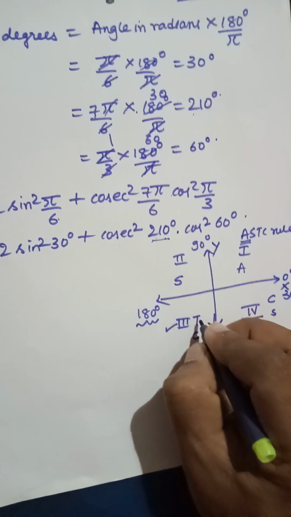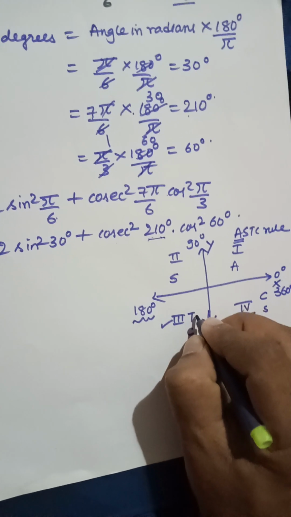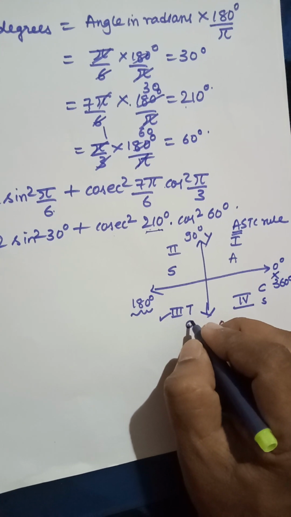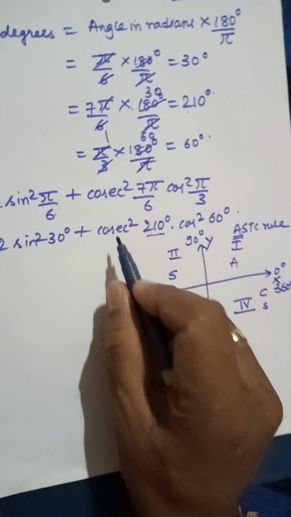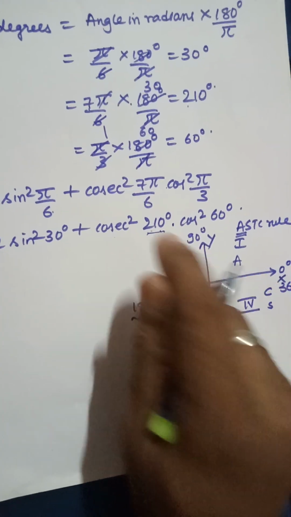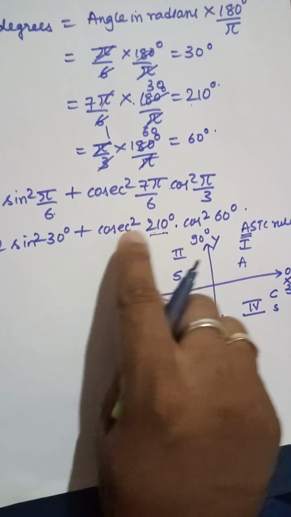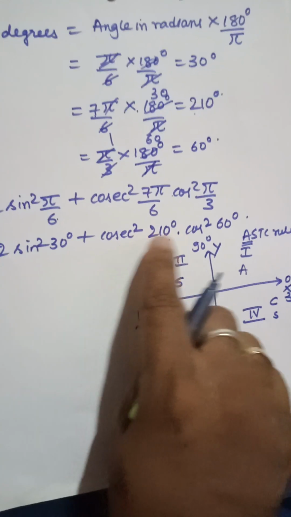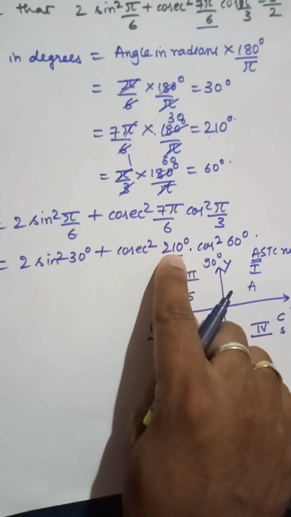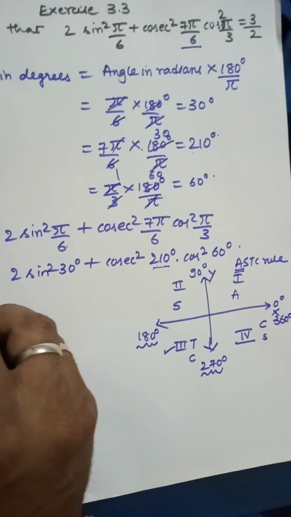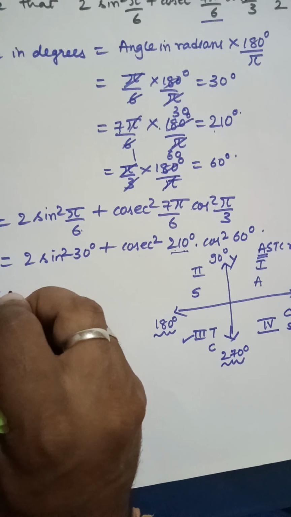In the third quadrant, as I said before, except tan and cot, the remaining trigonometric ratios are negative. That means even cosecant is negative. Anyways, we're squaring it, we will see. Before that, let's spend some time in knowing what is the value of cosecant 210 degrees. So cosecant 210 degrees.